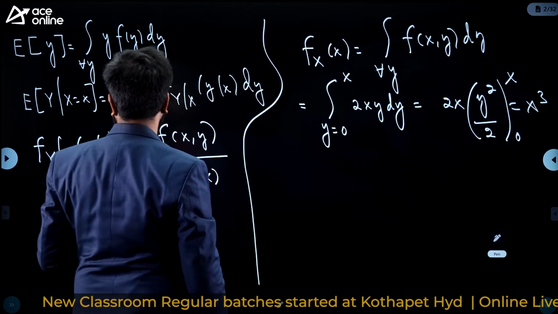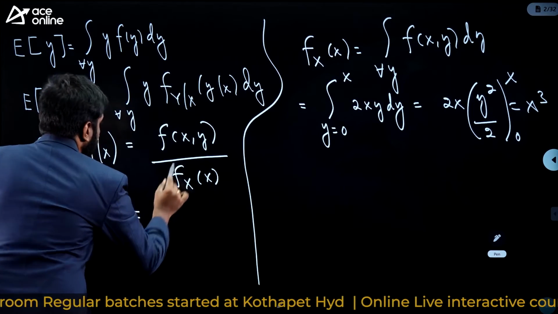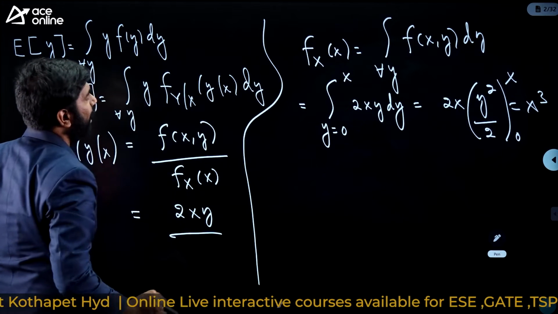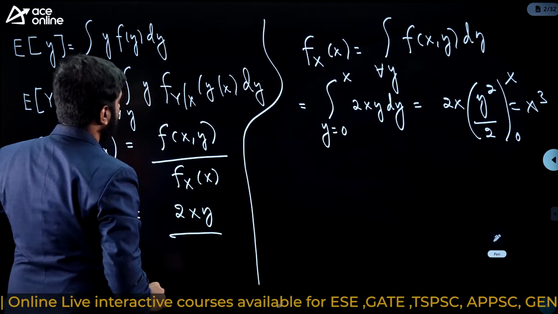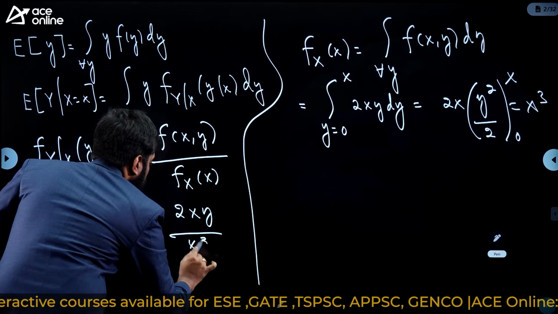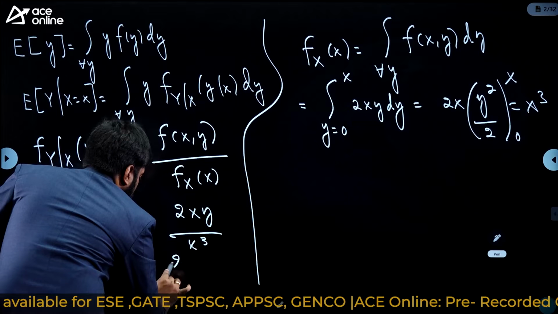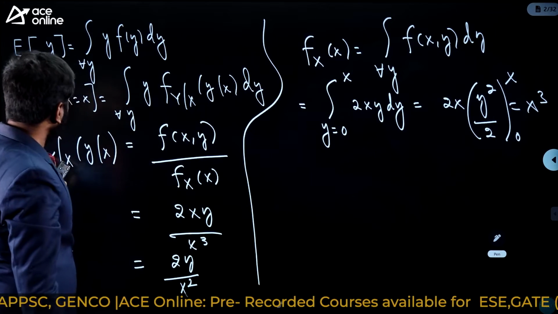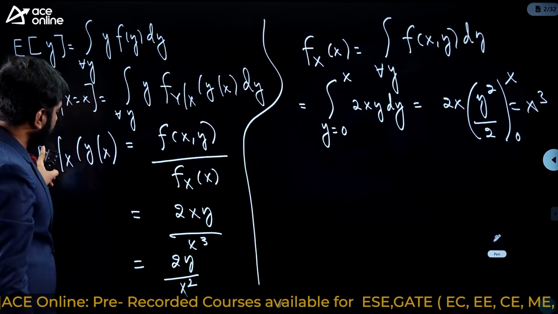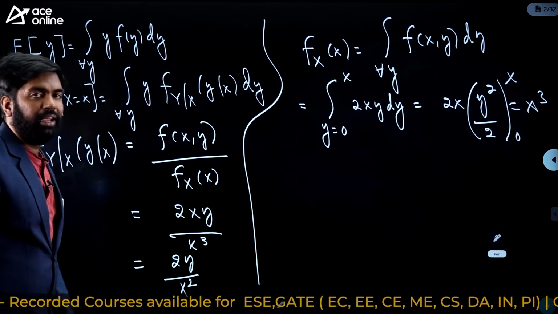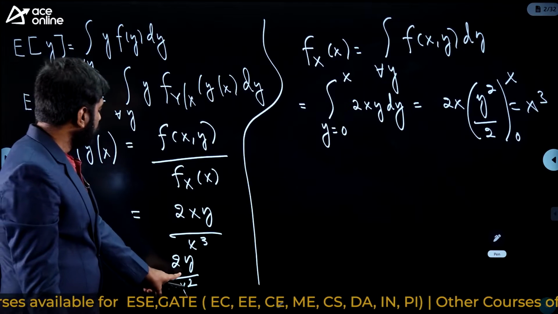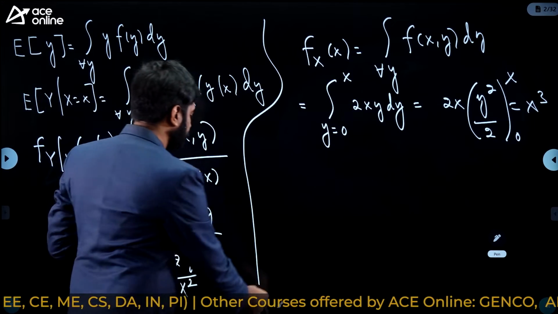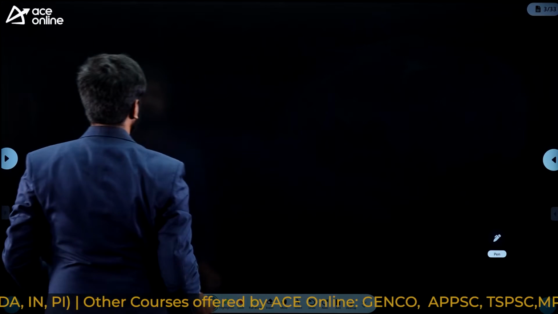Once you have that, you can now substitute it here. The numerator is 2xy and the denominator, the marginal density function of x, is x cube. So this ratio is 2y by x square. So now I have the conditional probability density function of y for a given x, which is 2y by x square. What are we supposed to do? We are supposed to substitute this quantity here and then find the integral value. So let us substitute that here.